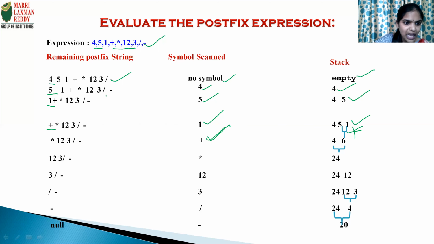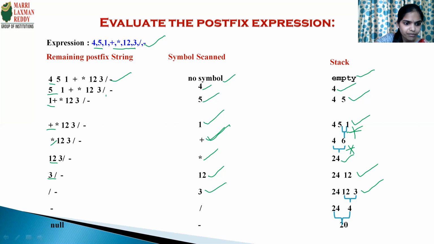Next, after that, we have multiply. Multiply is also an operator. So when we encounter an operator, we perform it on the last two operands, where 6 fours are 24. Next, we have 12. 12 is an operand, so we have pushed it onto the stack. Now again, we have 3. 3 is also an operand. Again, we have pushed it onto the stack.